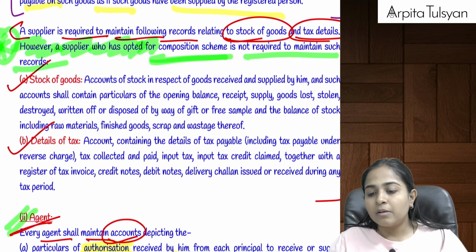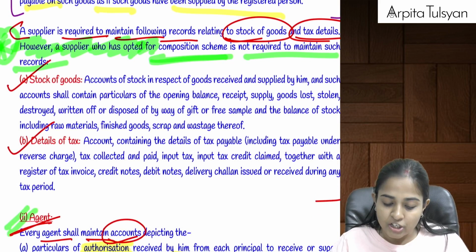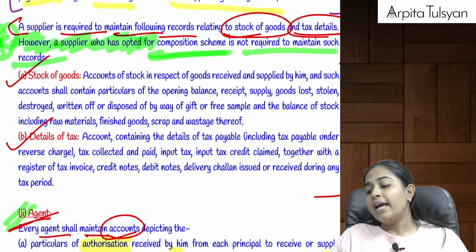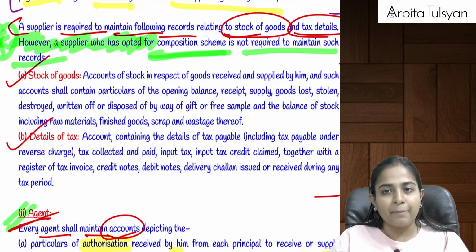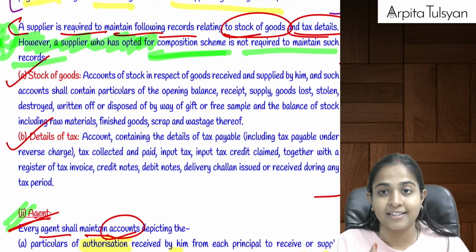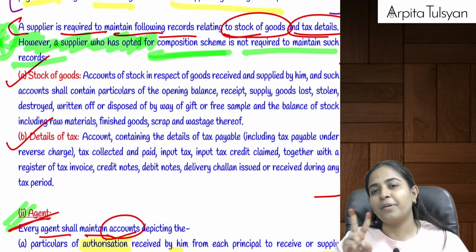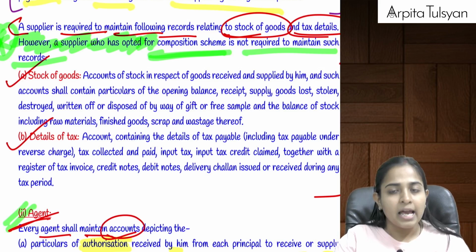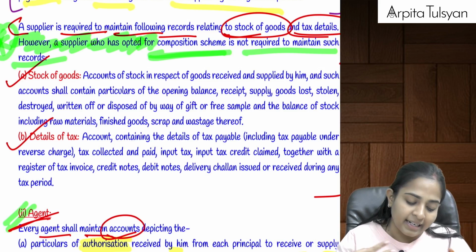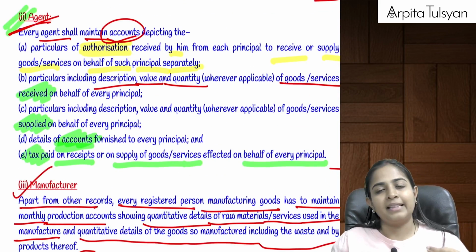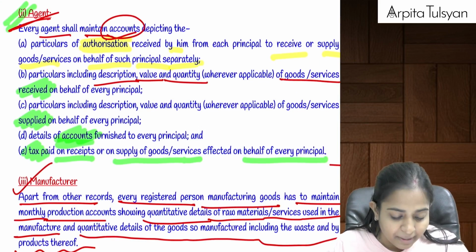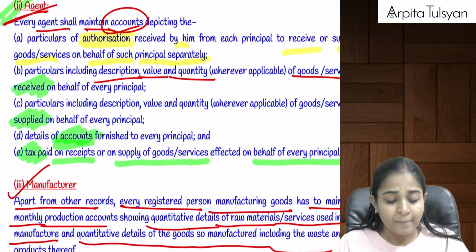Now, there was an exception given to the composition scheme dealer. This is an important point. The exception given to the composition scheme dealer was, he is also a registered person, but he need not maintain information about two things. One is stock of goods, and the second is details of the tax, because in that case it is going to be a direct tax payment and no input tax credit will be available.